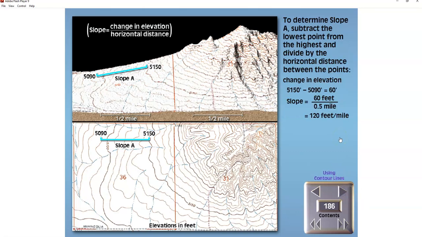To determine slope A, subtract the lowest point from the highest and divide by the horizontal distance between the points. Change in elevation, 5,150 feet minus 5,090 feet equals 60 feet. Slope equals 60 feet divided by 1/2 mile equals 120 feet per mile. Just remember when you divide by a half, that's like doubling the numerator, the top. So double 60, that's how they got the 120. So they're going to ask us, I think, to do the other slope over here, slope B.